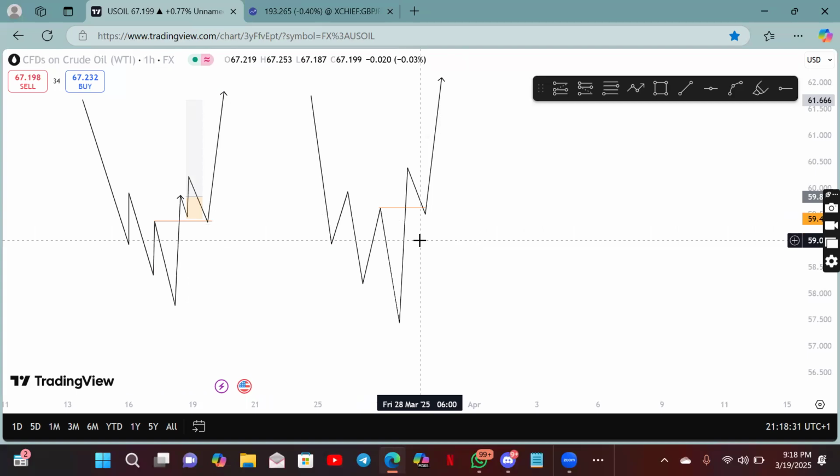I don't know if you understand. Do you know what liquidity is now? Liquidity is money. So you might end up being the liquidity, in the sense that your stop loss will end up being the liquidity. You might end up being the inducement.